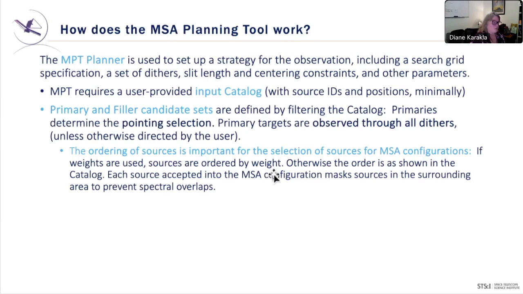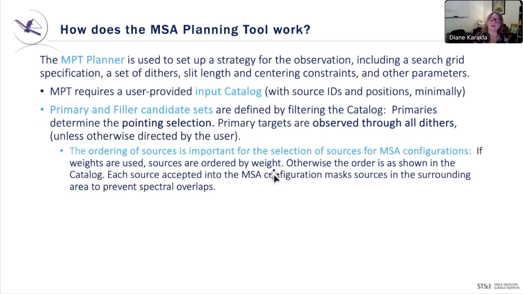I just want to mention that the ordering of the sources in the catalog is pretty important. This is why: as MPT works through a search grid, at every one of those search grid points, it goes through the catalog in order, source by source, and vets the shutter that source falls in. If it's an operable shutter, it checks that it meets all the other criteria you've set in the planner, and then it will select that source.